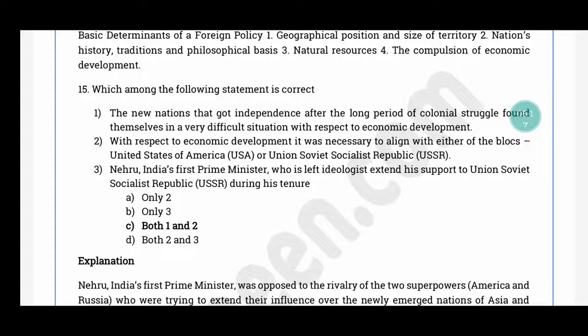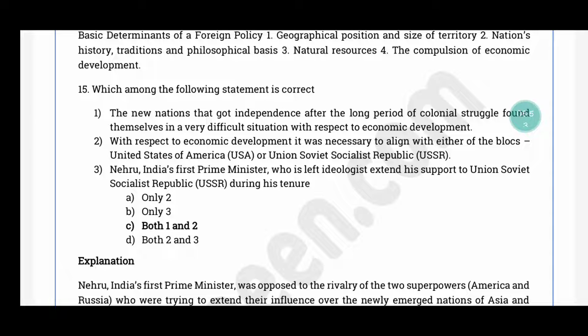Question number 15. Which among the following statements is correct? The new nations that got independence after the long period of colonial struggle found themselves in a very difficult situation with respect to economic development. It was necessary to align with either of the blocs, the United States of America or the Union Soviet Socialist Republic, USSR. Nehru, India's first Prime Minister, who is a leftist ideologist, extended his support to the Union Soviet Socialistic Republic during his tenure.